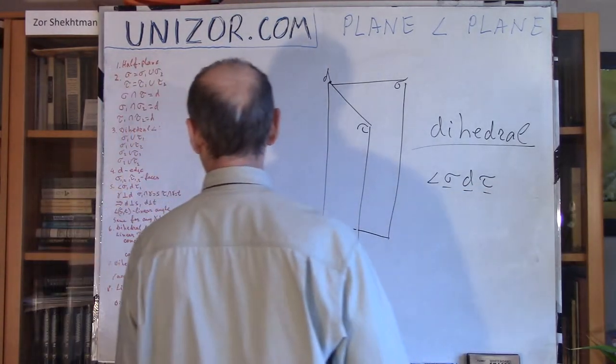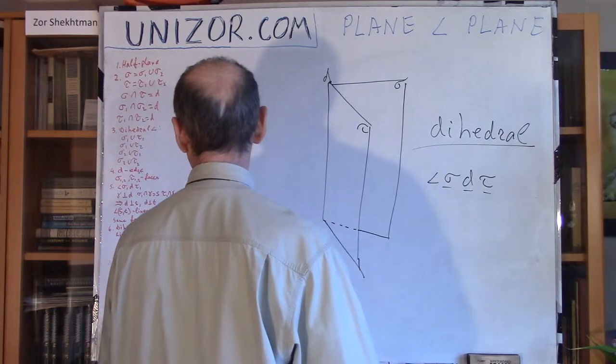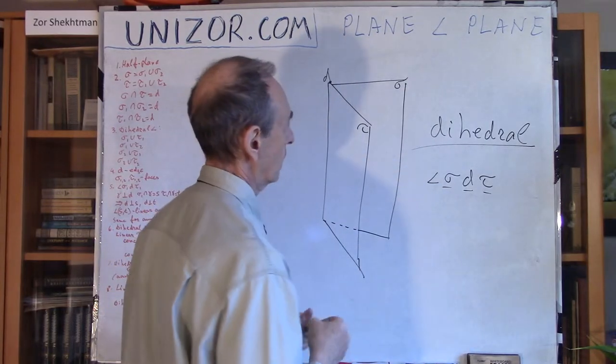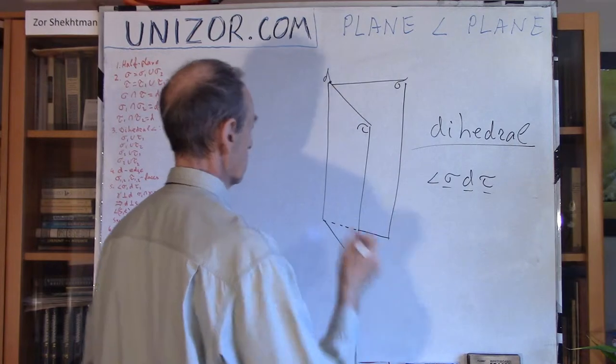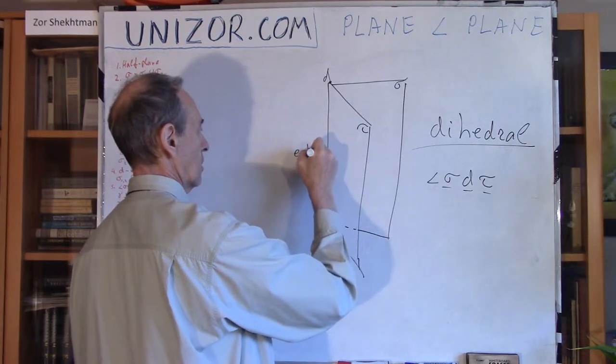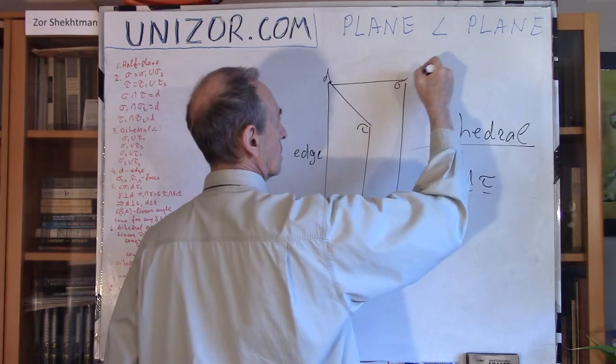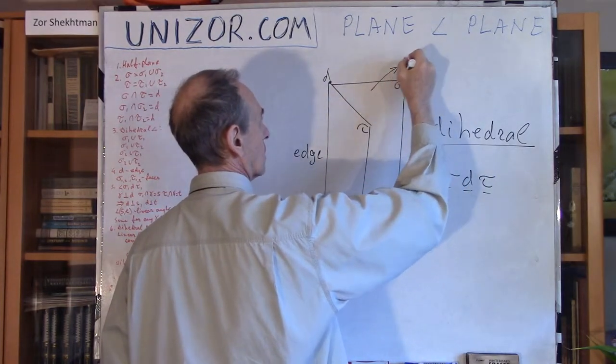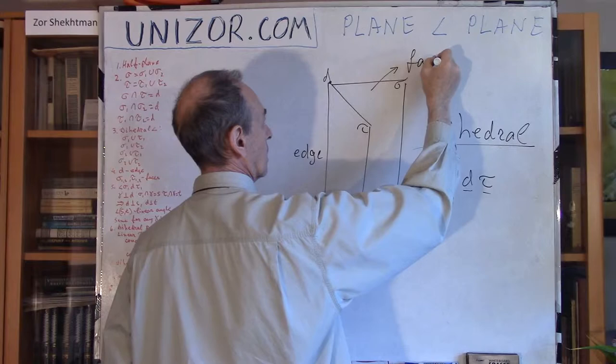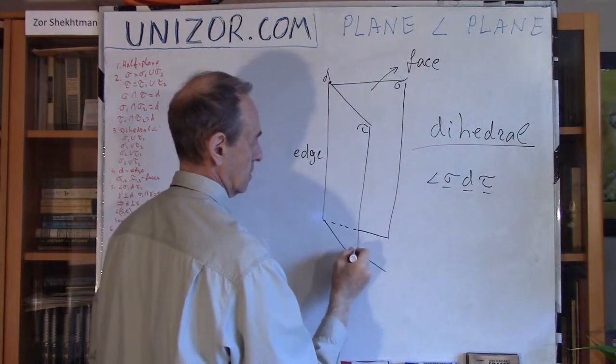So that's basically the definition of the dihedral angle. So this is the edge, and these are two faces. So this is the face, and this is the face.